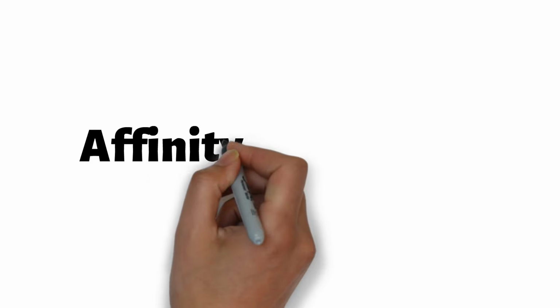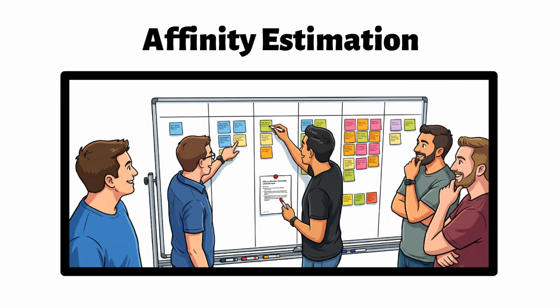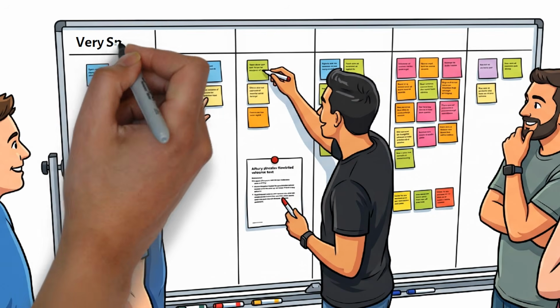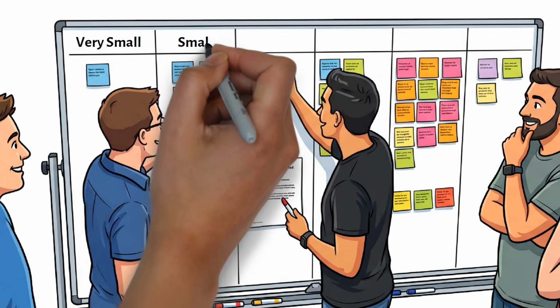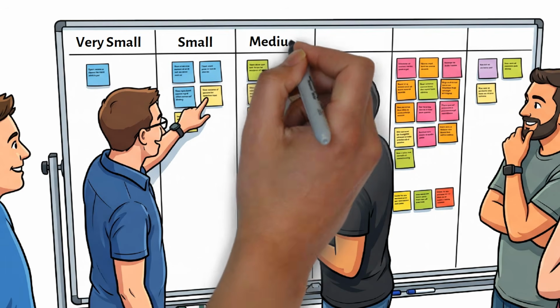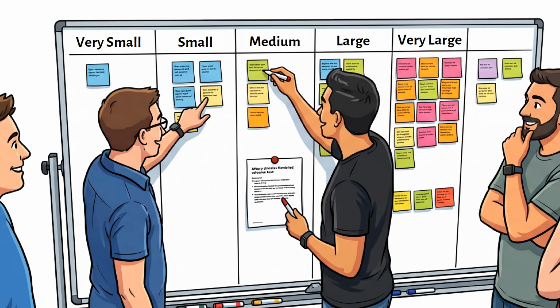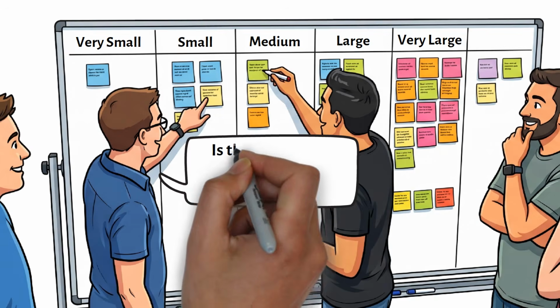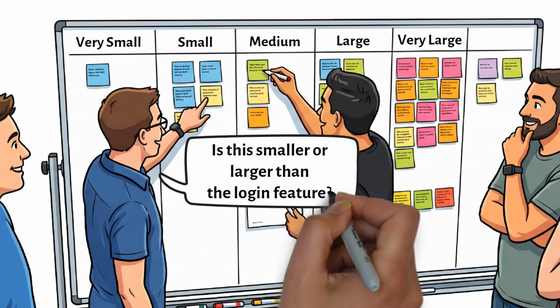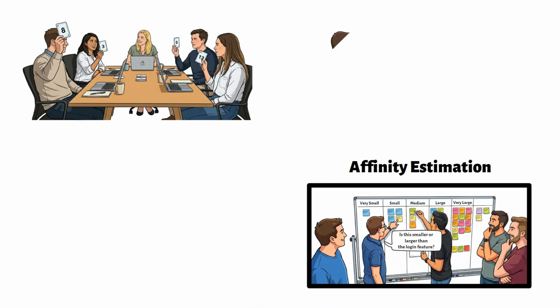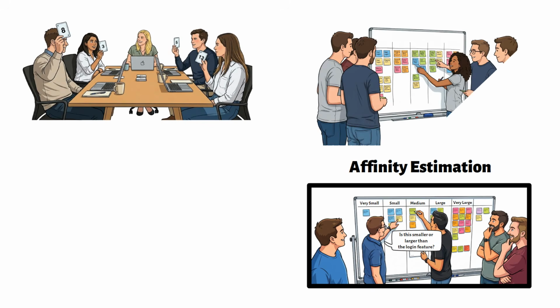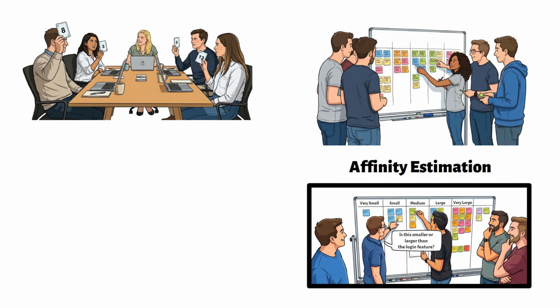Some teams also use affinity estimation, where stories are grouped relative to one another based on size and complexity. For example, the team may place several stories on a wall or virtual board and quickly organize them into groups such as very small, small, medium, large, and very large. Or they may compare stories directly against each other by asking, is this smaller or larger than the login feature? This approach is useful when teams need to quickly estimate a large backlog without discussing every story in detail.